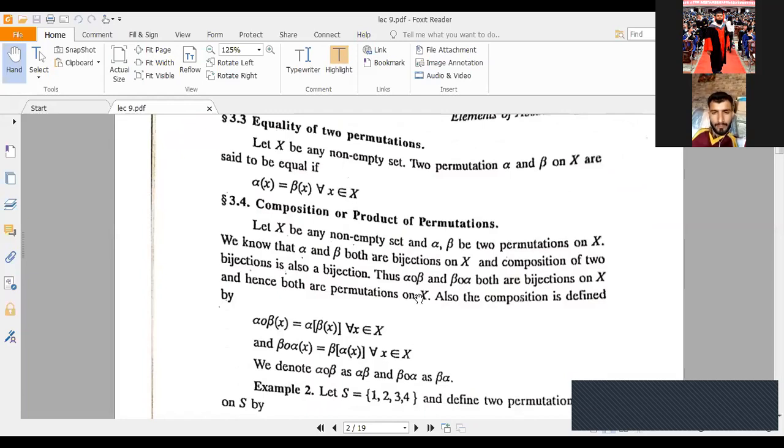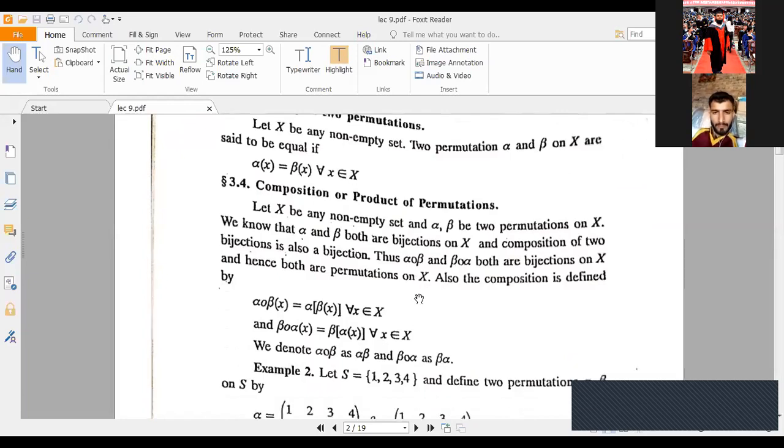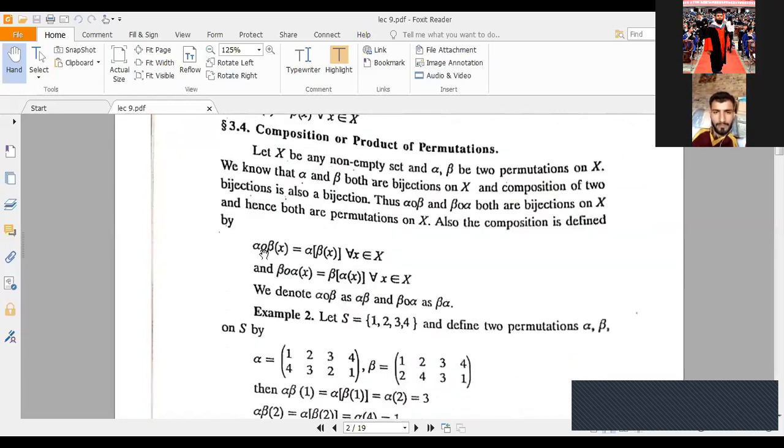Now, the product of two permutations, or composition of two permutations: alpha composite beta of x, the same concept as composite functions, is alpha of beta of x for all x belonging to X. Beta composite alpha of x means beta of alpha of x. If you need to find alpha composite beta, first you find beta of x, take the image, then you apply alpha. Take an example, here S has elements 1 2 3 4.